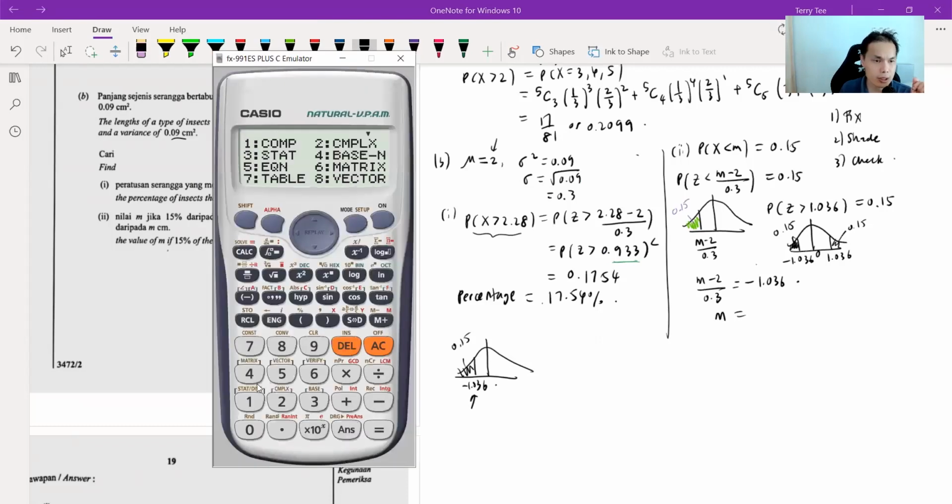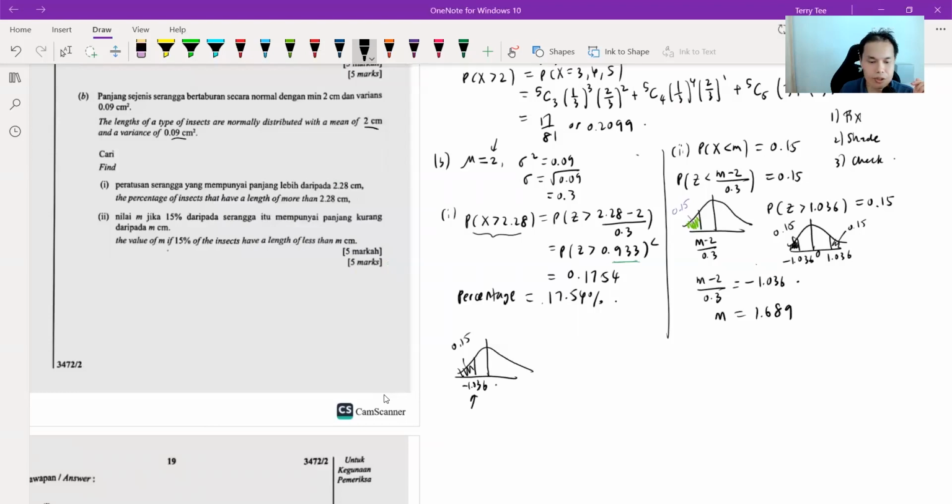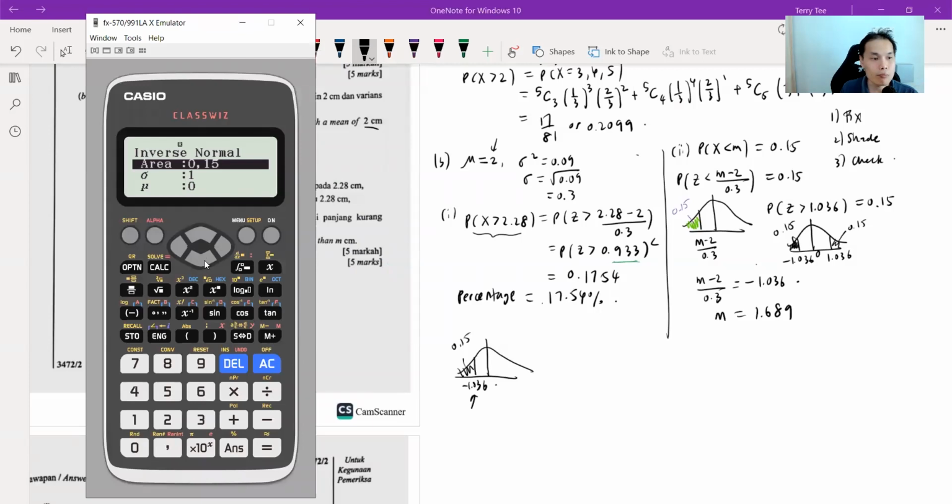Okay, I'm going to change this to computation mode. Just multiply over. This is negative 1.036. I multiply with 0.3, then I plus with 2. My m is 1.689. Now, the advantage of using this calculator is that you can even set your mean and standard deviation. Like your standard deviation is 0.3, your mean is 2. There you go, 1.689. I got it straight away. Yeah, you can do that.